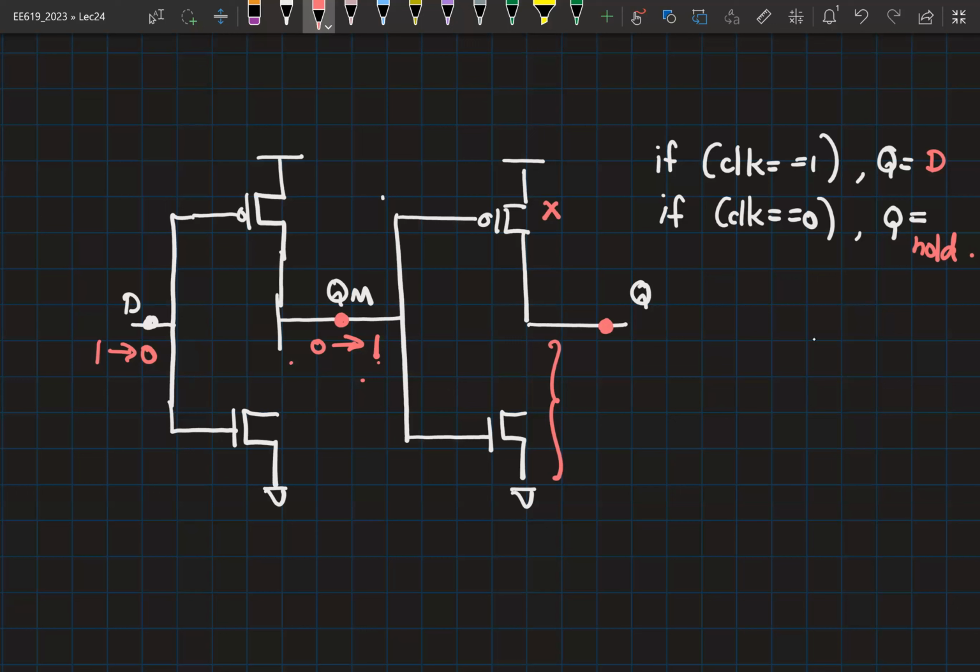So let's say D goes from 0 to 1. Okay. So the PMOS is off, NMOS is on. QM will hold. If QM holds, Q will also hold. Q cannot do a transition. It can, but for Q to have that transition, QM should have an opposite transition. That is not possible. Okay, so last row, last N.